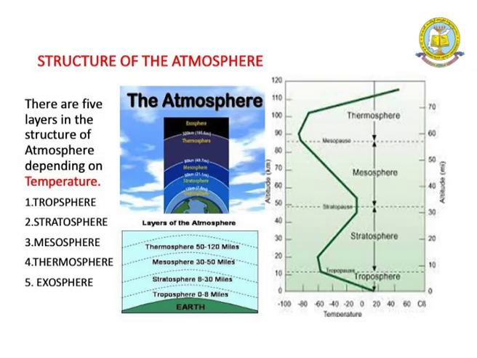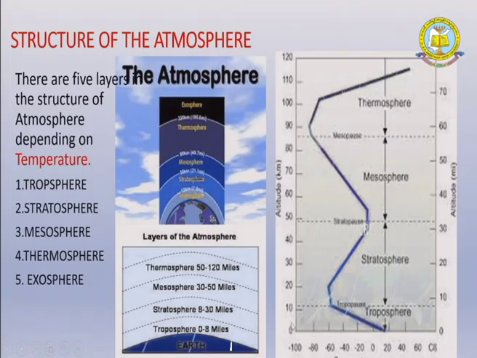Now, I would request you all to observe the image. Now, if you observe the image, you can see that the temperatures are increasing to my right hand side and they are decreasing towards my left hand side. Now, this is the layer of troposphere, which is very near to the earth's surface. Now, the thickness of this troposphere varies from 8 kilometers to 20 kilometers. Now, why does this vary?